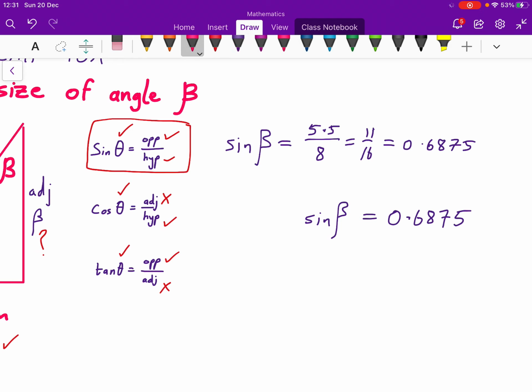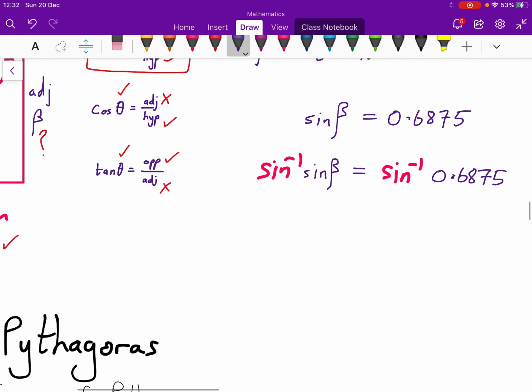We're going to get the inverse sine of both sides. So inverse sine, doing that on both sides. So inverse sine of sine beta on the left, and on the right it's inverse sine of 0.6875. Get in the habit of saying that inverse sine so you get comfortable with the language. I suppose these are going to cancel each other out, so I'm going to be left with only beta. So don't need the calculator for that.